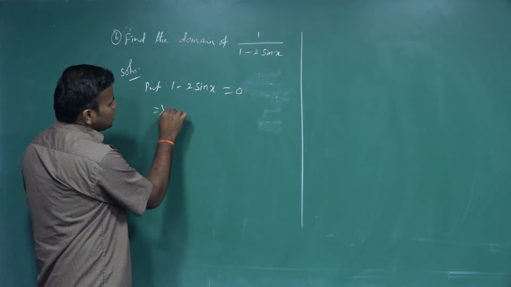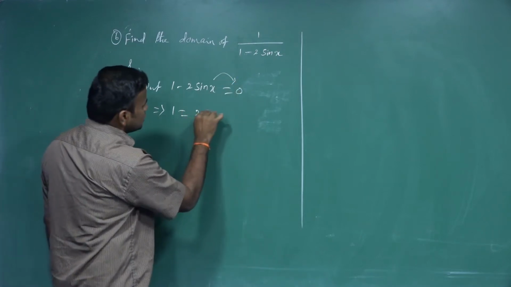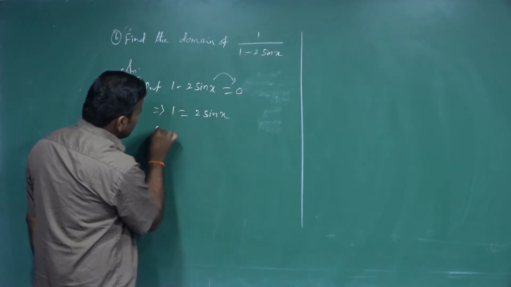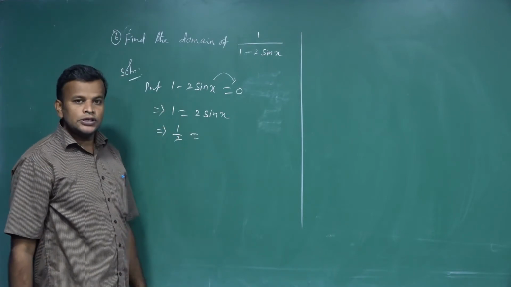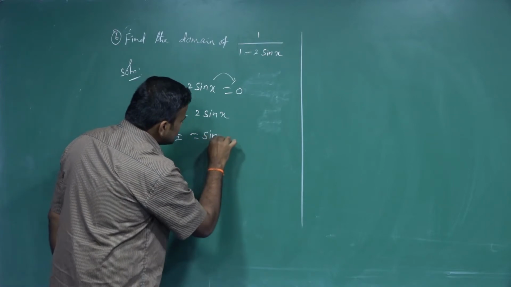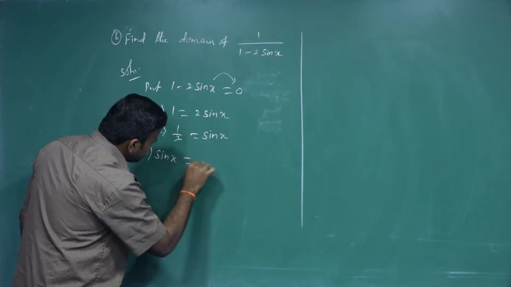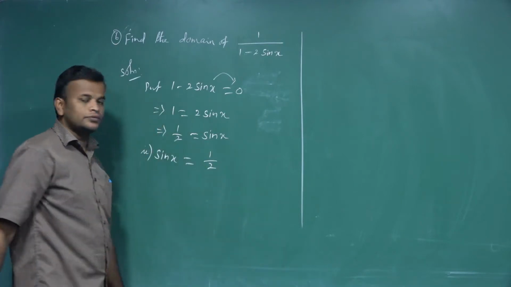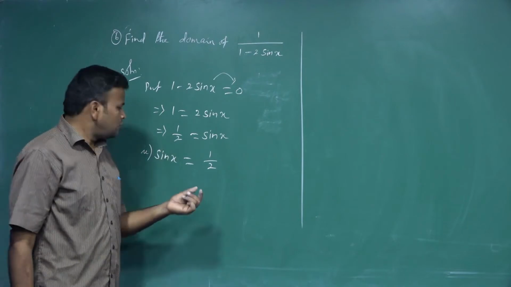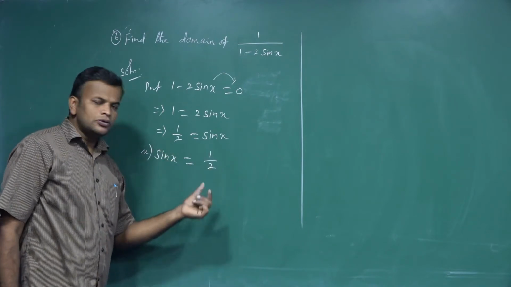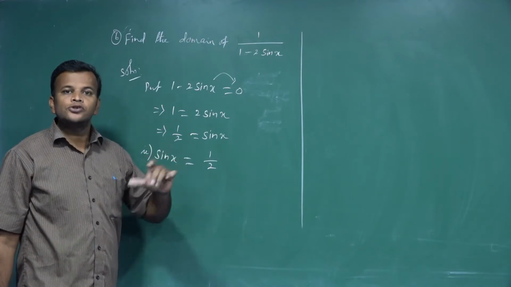Suppose 1 minus 2 sin x is equal to 0. Then the minus term moves to the other side as plus 2 sin x. The multiplication by 2 becomes division on that side. So 1 by 2 is equal to sin x, that is, sin x equals half. In our lower class, 10th standard level, the value of x for which sin is 1 by 2 is just 30 degrees. But in higher secondary 11 and 12, we find so many values.